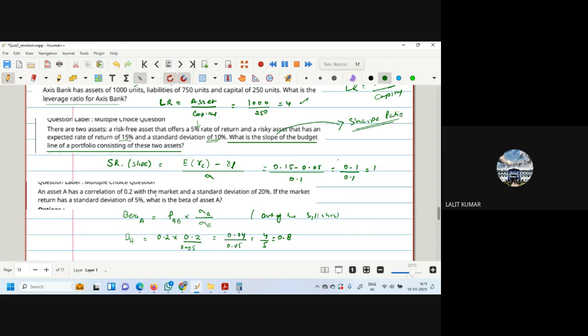Okay. So you calculate the Sharpe ratio, E(R_c) minus R_f divided by sigma. Everything is given and it comes to 1. Is this okay? Yes. Okay.